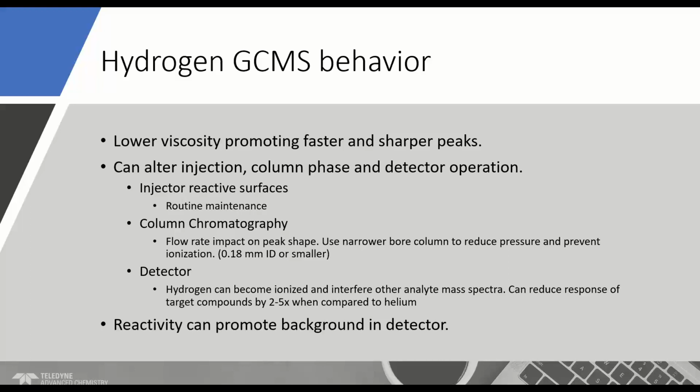For the injector reactive surface, preventative maintenance can be performed to reduce transformation. As for the chromatography, it's worth noting that the flow rate can impact the peak shape. The method author recommends using a narrow bore column of 0.18 millimeters ID or smaller, and a reduction in flow to reduce the pressure in the source to prevent chemical ionization in a hydrogen environment. We noticed that the beneficial side effects of lower flow rates have improved the peak shapes. Lastly, you may notice elevated background due to hydrogen's reactivity.